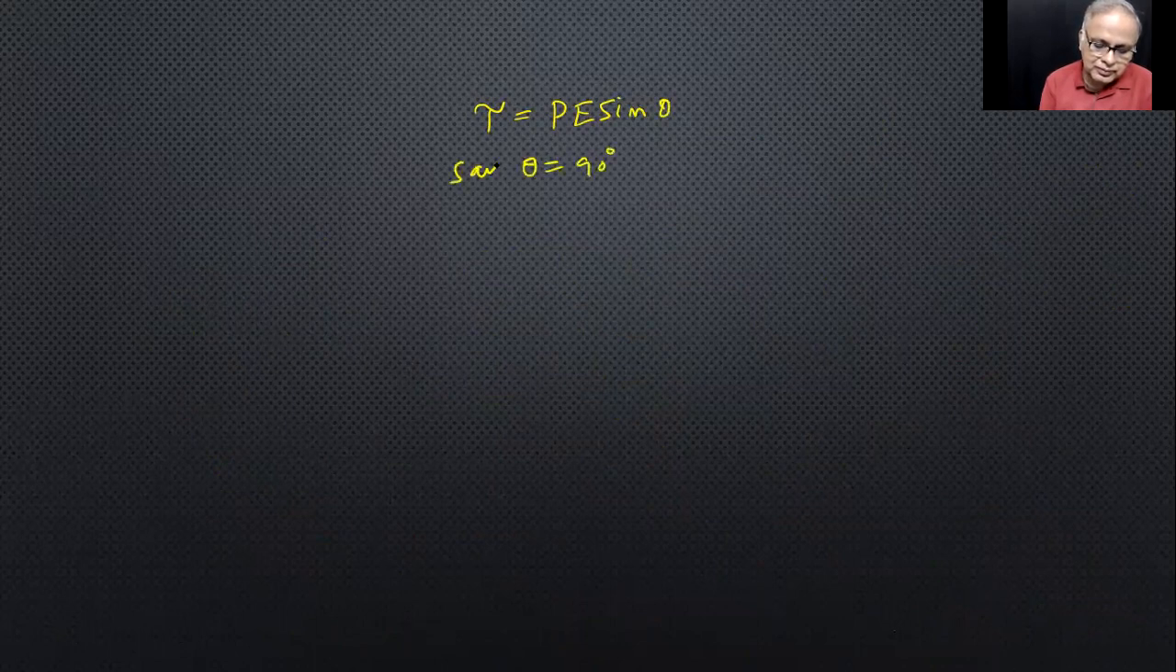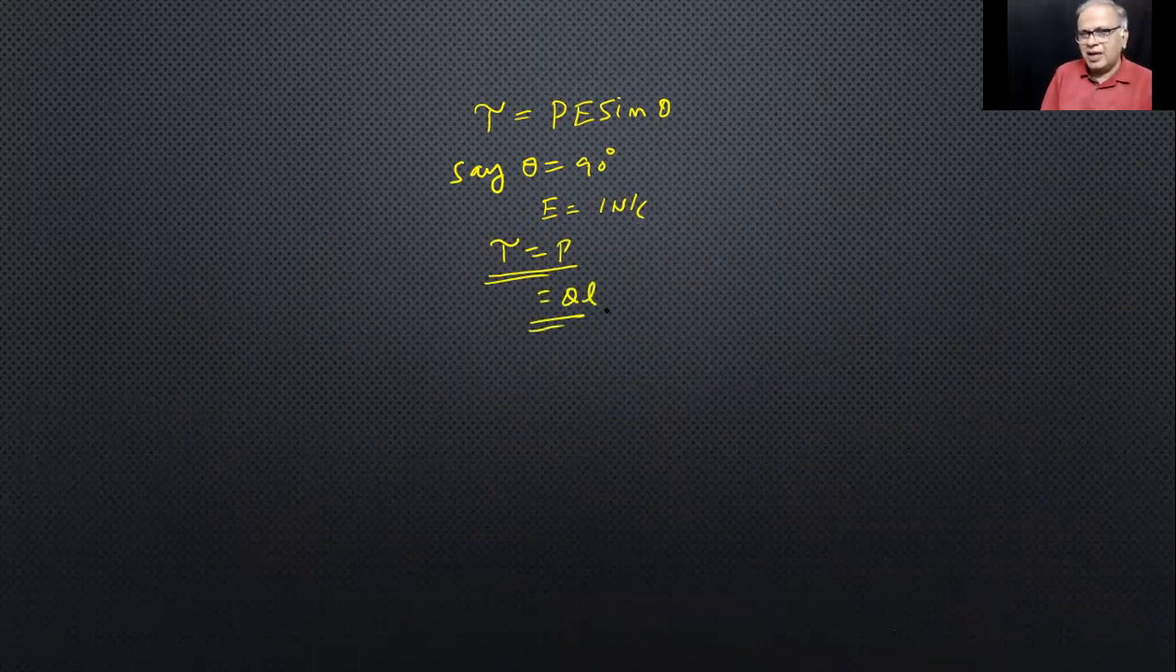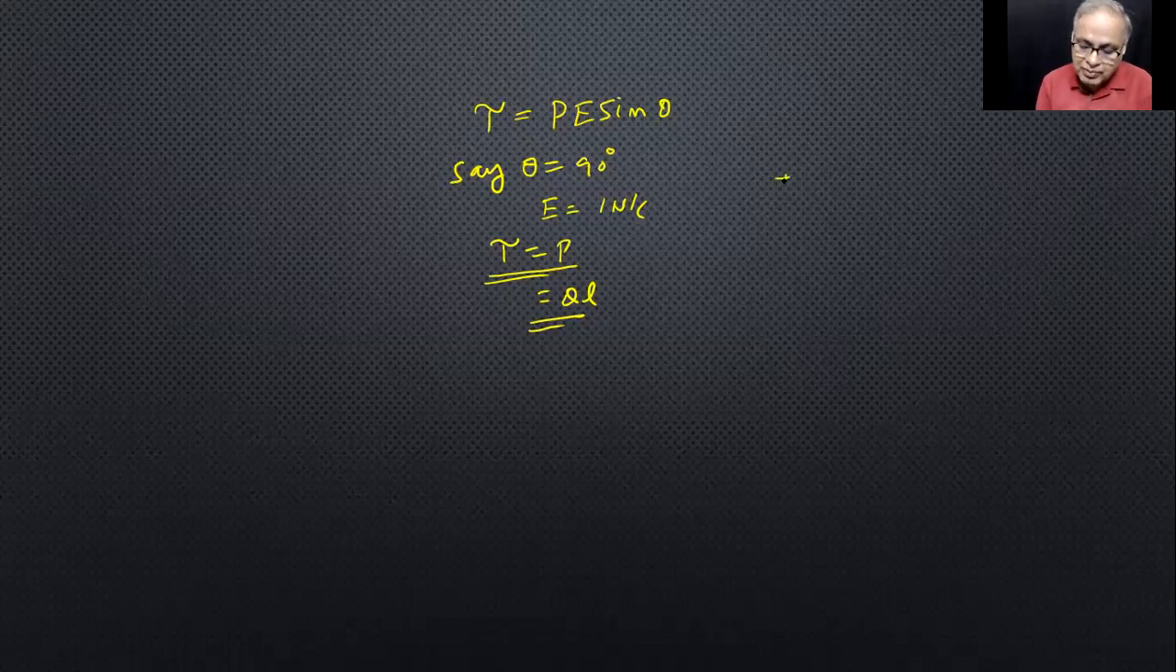It's not over yet. Tau equals P sine theta, we saw in magnitude terms. To give a physical meaning for P, we'll do this. Theta equals 90, for example, and E equals 1 unit, 1 Newton per coulomb, whatever. Then tau will be P. That is Q into L. So the dipole moment is nothing but simply the torque experienced by the dipole.